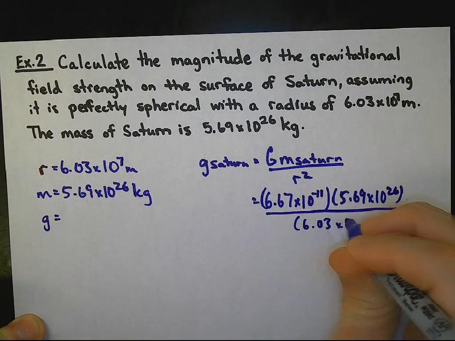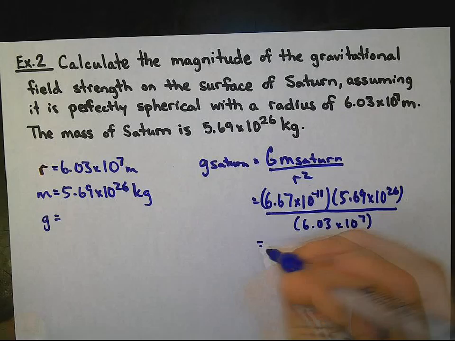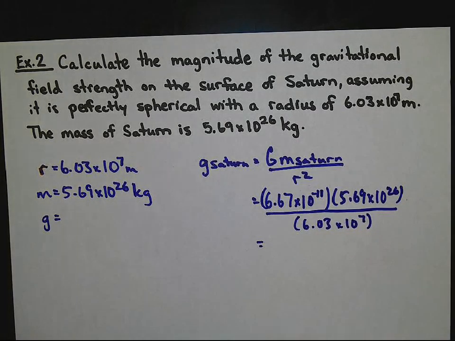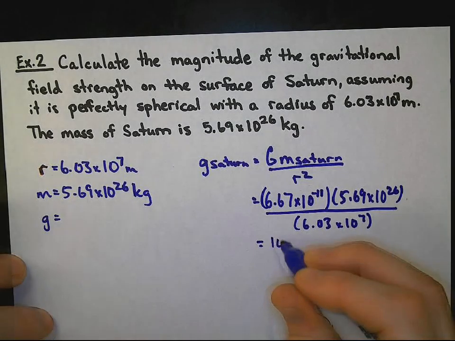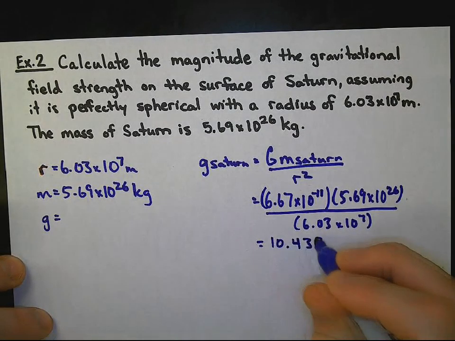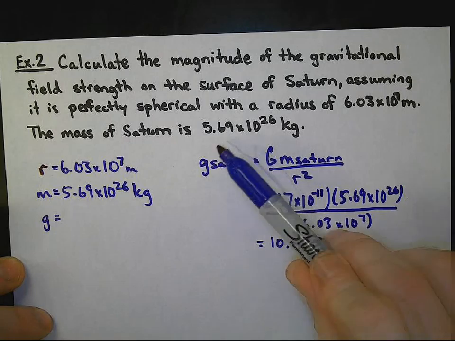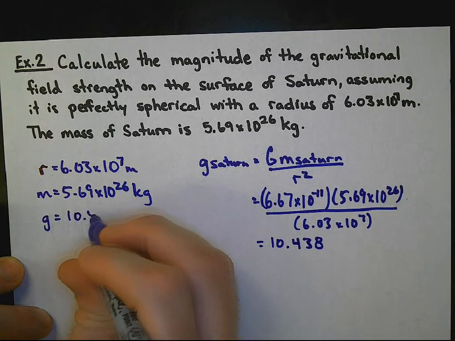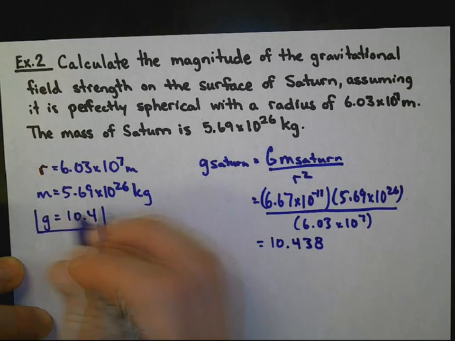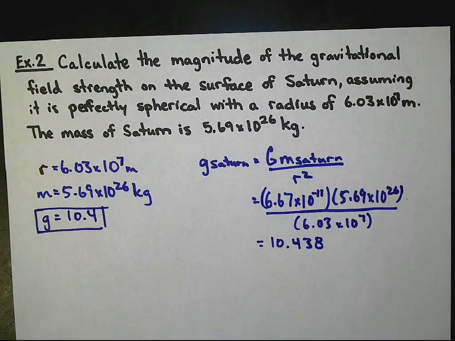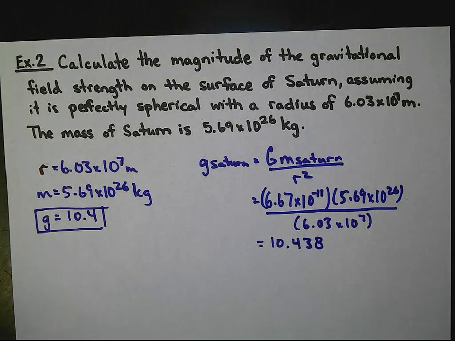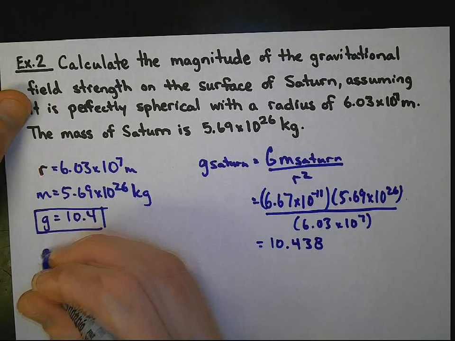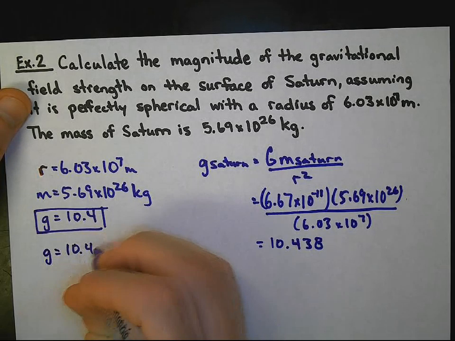Calculating that on a calculator is relatively easy, we get 10.438. Let me look at my significant digits: 3 significant digits, 3 significant digits, so 10.4 is the field strength of Saturn. And there I forgot my units, that would be 10.4 newtons per kilogram.